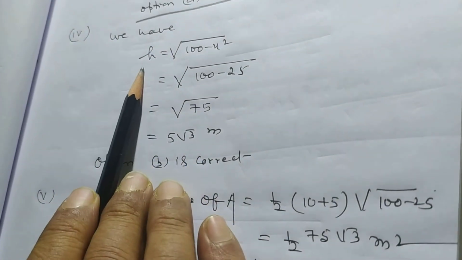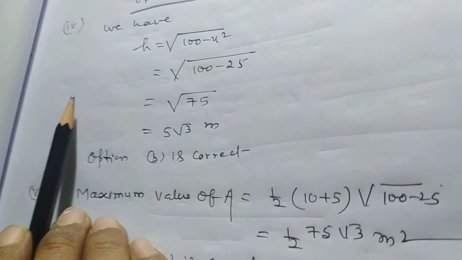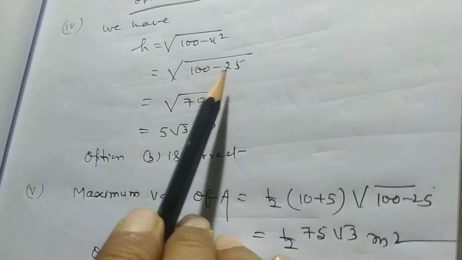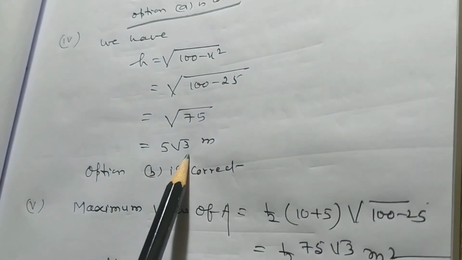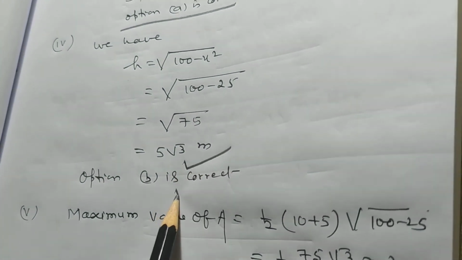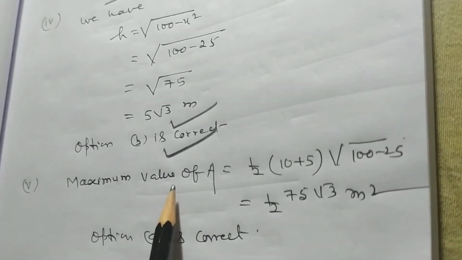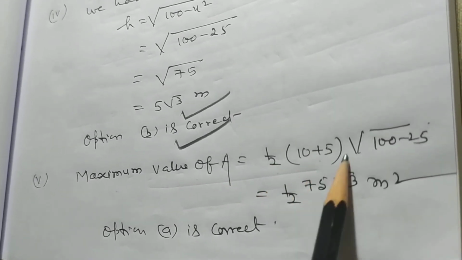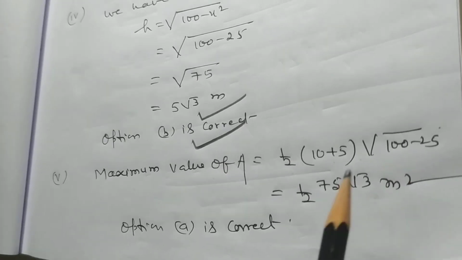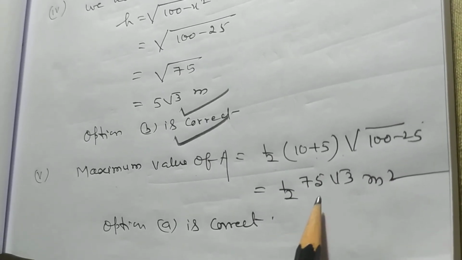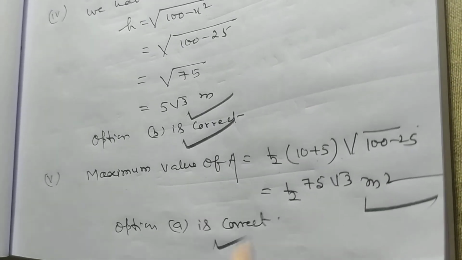We have h is equal to root over 100 minus x square, so root over 100 minus 25, which will be 5 root 3 meter. So option B is correct. Maximum value of A is 1 by 2 into 10 plus 5 times root over 100 minus 25, so 1 by 2 into 75 root 3 meter square. So option A is correct.